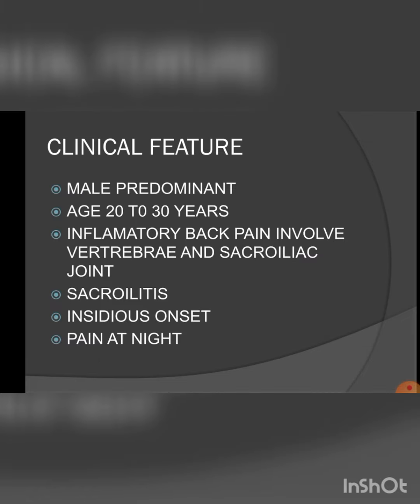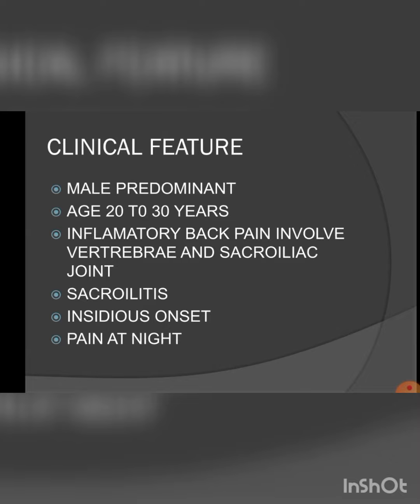So what are the clinical features of a patient with ankylosing spondylitis? First of all, it is male predominant, because some diseases occur more in males, and some more in females. This disease mainly occurs in males, and the age of the person is between 20 and 30. It can be 40, it can be below 20, but the mean age of a patient is between 20 and 30.